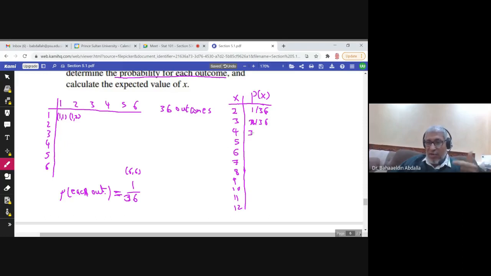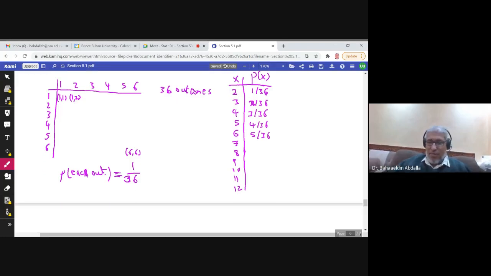So the probability of having a sum of 4 is 3 over 36. For 5, you can see 1,4; 4,1; 2,3; 3,2. So 4 over 36. For 6, you can see 1,5; 5,1; 2,4; 4,2; and 3,3. So 5 outcomes will give you the sum of 6 when you add them.